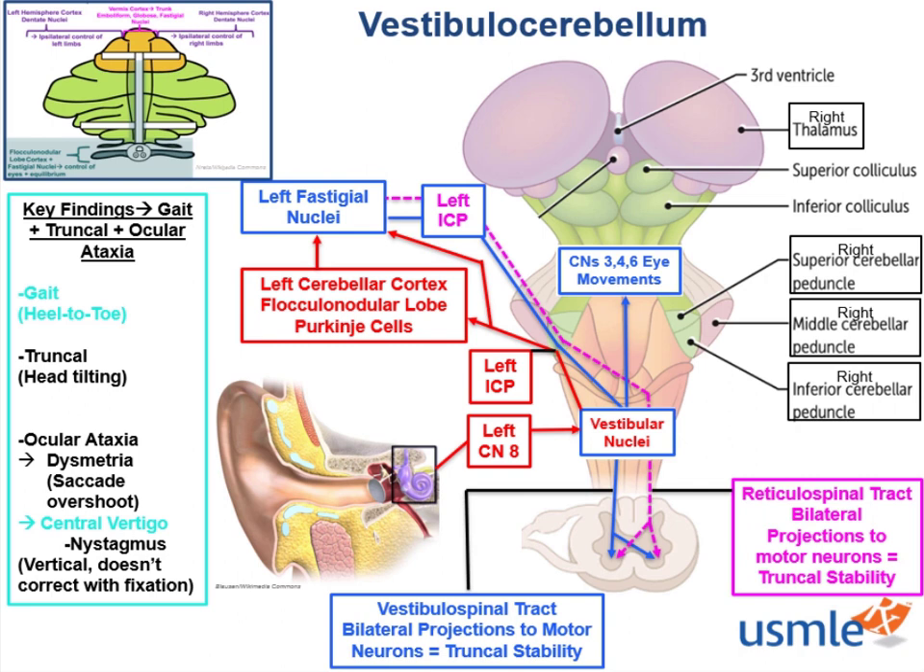on the perched bird. Central vertigo can also occur with vertical, up or downbeat nystagmus that does not, I repeat, does not correct with fixation. This contrasts sharply with peripheral causes of vertigo, which have horizontal nystagmus that does correct with fixation.